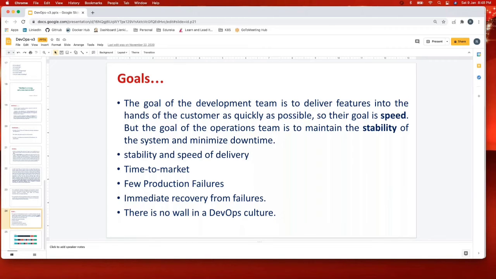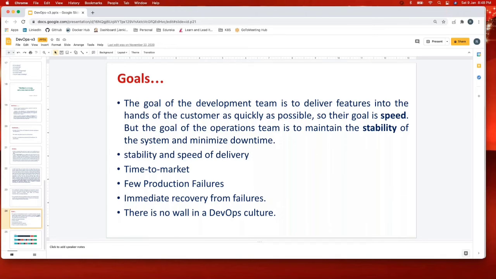That is the DevOps goal you mainly see in the market. Speed with stability is one of the main goals of DevOps. Stability and speed of delivery, time to market as quickly as you can. There should not be any production failures. Even if there are failures, you need to roll back quickly and set your environment back quickly. And there should not be any wall in DevOps culture.